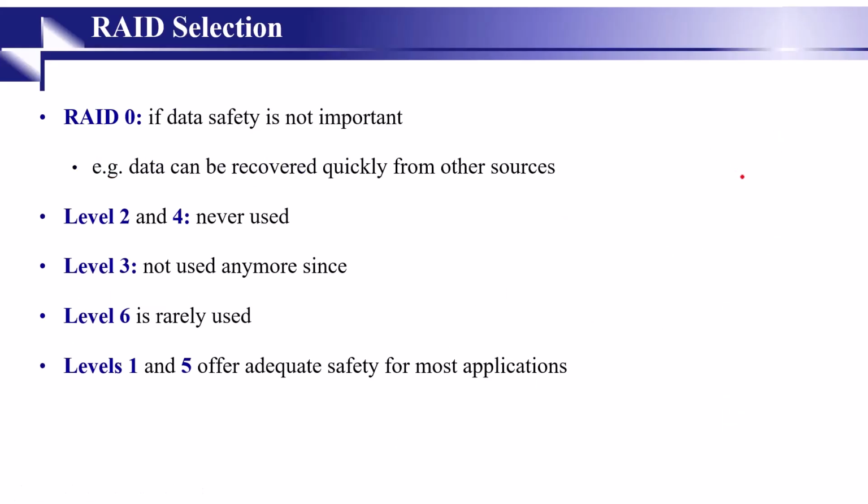How do you choose the right RAID level? Level 0 is your pick if data safety is not a big deal, like when you can recover it elsewhere. Level 2 and 4 are pretty much never used. Level 3 is outdated, and level 6 is rarely used. That leaves level 1 and level 5, which cover most needs.